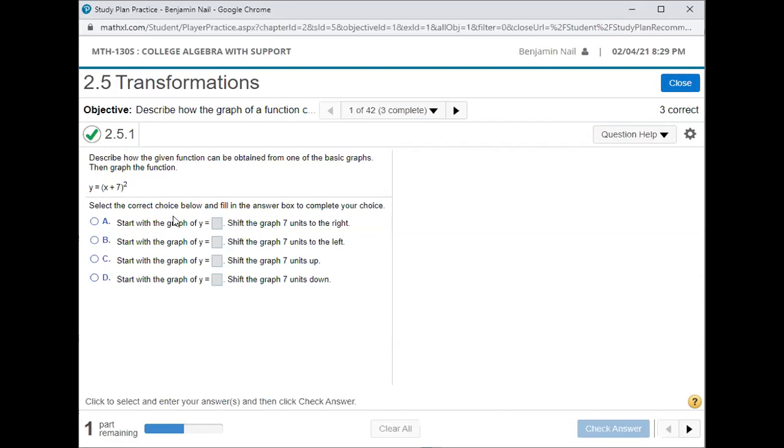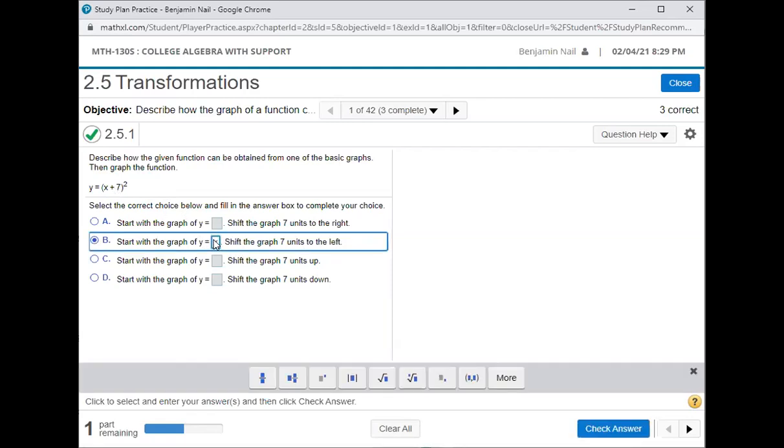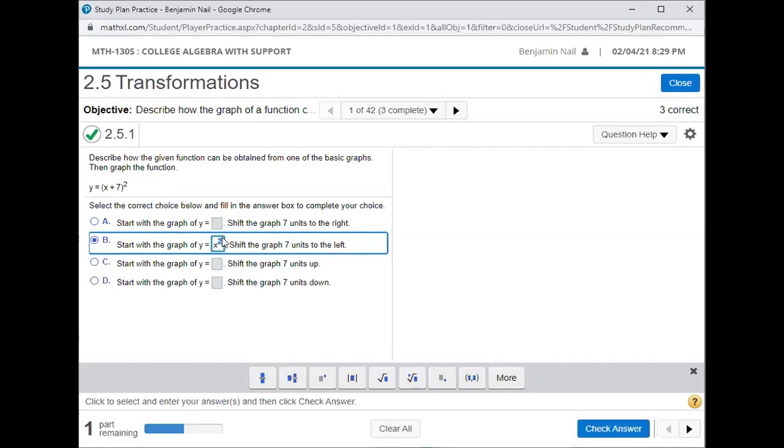So this is starting with a typical squared function, and that plus 7 is going to shift it which direction? So it's inside the function, so that's going to shift it left or right. And the fact that it's a plus means it's going to shift it to the left. So we're not shifting to the right, we're not shifting up, we're not shifting down. This plus 7 is shifting us to the left. So we're shifting a typical x squared function 7 units to the left. That's what it's asking us.